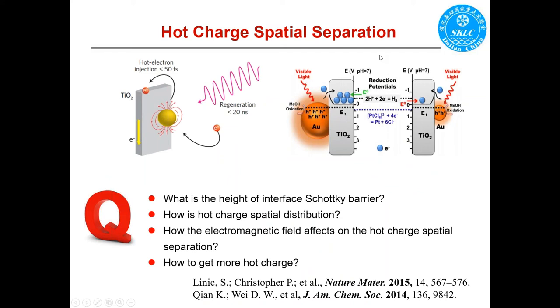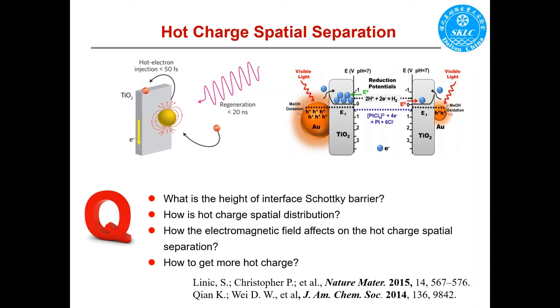In the final part, I will talk about the interface by two quick examples. The surface plasmon resonance is a very hot topic in photocatalysis because this kind of material can tune the absorption light wavelength.